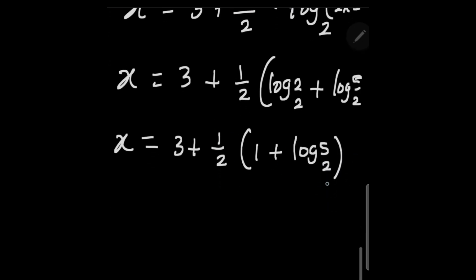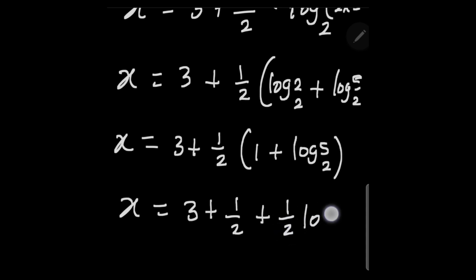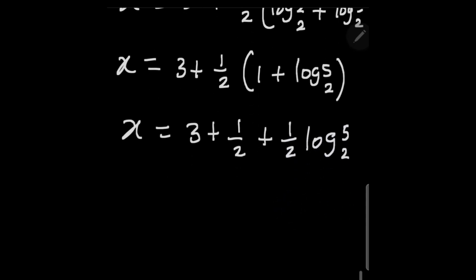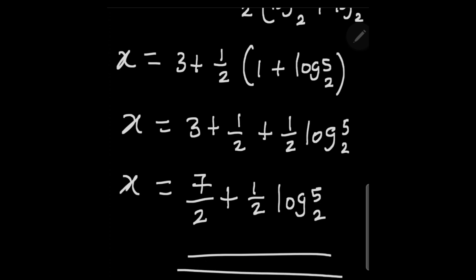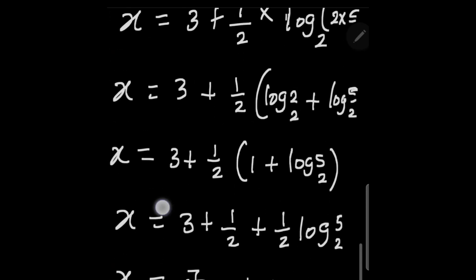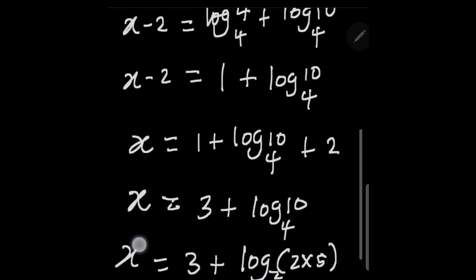Now what do we do next? We need to use this 1 over 2 to open this bracket. So we're going to have x equal to 3 plus 1 over 2 multiplied by 1 is 1 over 2, then plus 1 over 2 multiplied by log of 5 to the base of 2, which is 1 over 2 log 5 to the base of 2. Then finally, we're going to have x equal to 3 plus 1 over 2, which gives us 7 over 2, then plus 1 all over 2 log of 5 to the base of 2. And so therefore the value of x now is 7 over 2 plus 1 over 2 log of 5 to the base of 2. So this is how to solve for the value of x from this logarithmic equation.